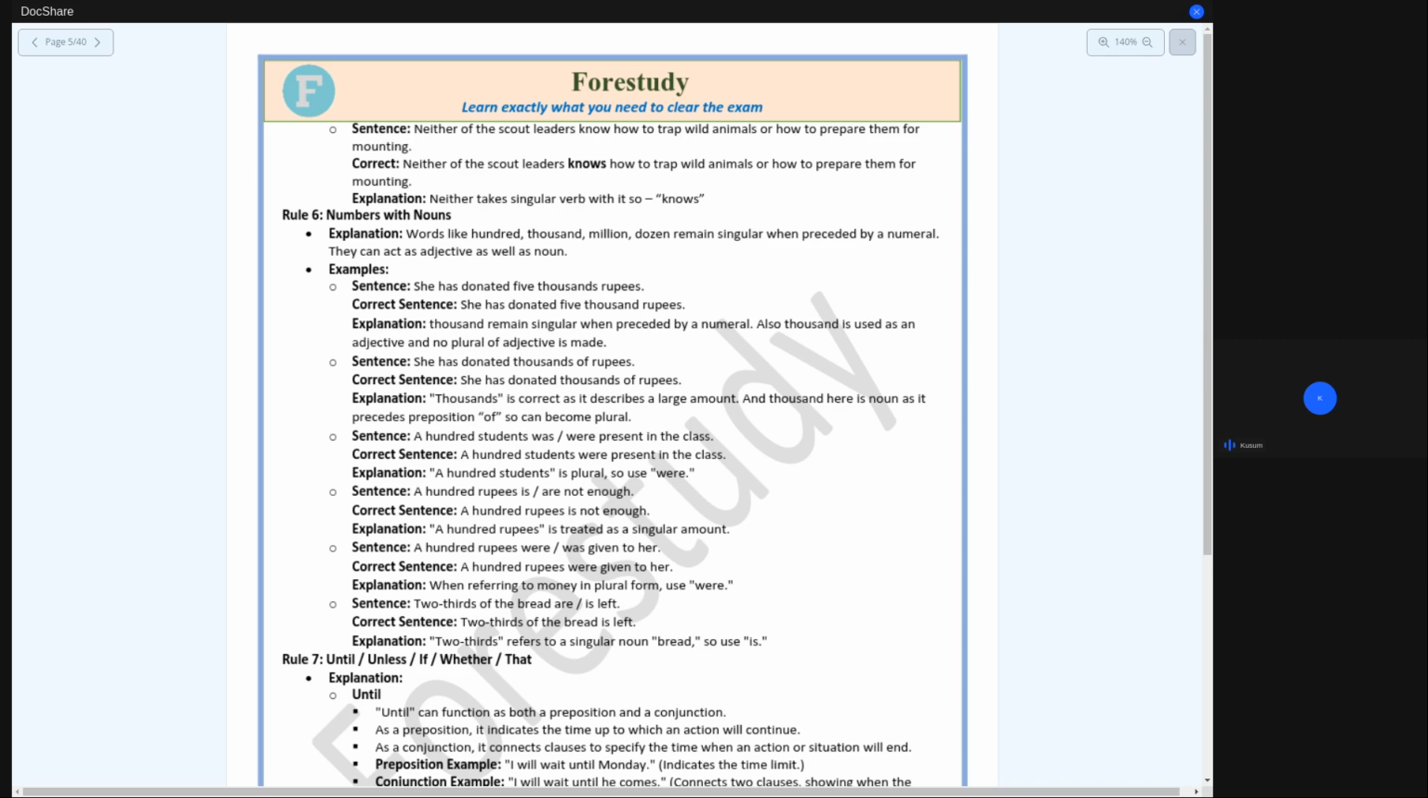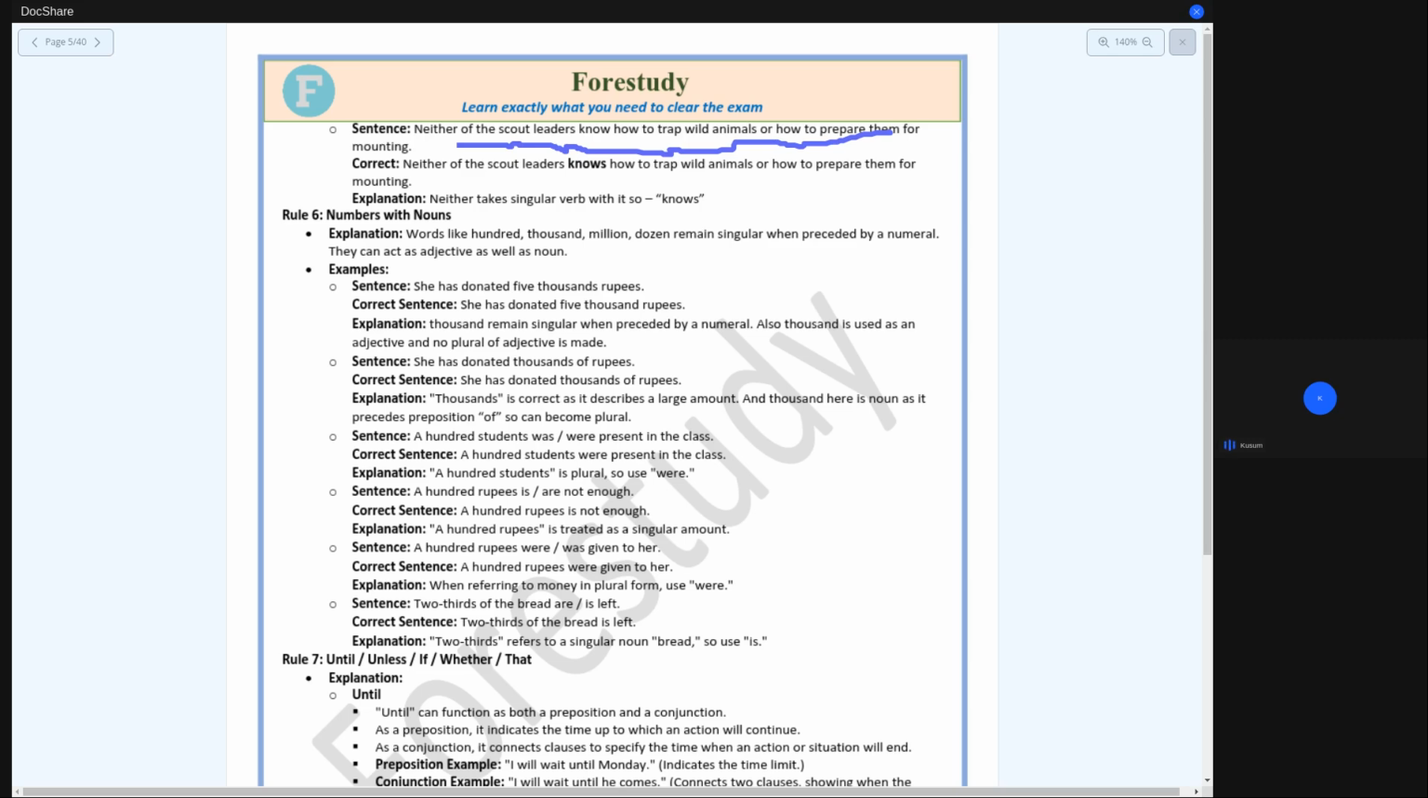Neither of the scout leaders know how to trap wild animals or how to prepare them for mounting. So the correct one here is "knows." Why? This is a bit of a combined case. Neither itself, like we learned in rule 2, is singular. So "neither knows" is correct because neither is the ultimate subject, even before we consider the scout leaders' part. Neither or either used alone as the subject, without or/nor joining two distinct subjects, is singular. So in that case we take it as singular.